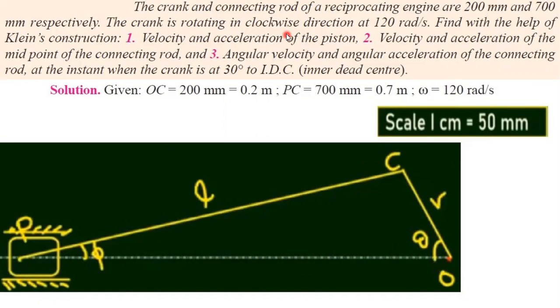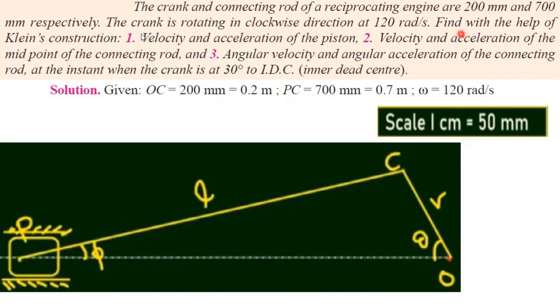Now we'll be seeing a basic problem and it's very easy too. The crank and the connecting rod of a reciprocating engine are 200 mm and 700 mm respectively. So OC is the crank, OC is equal to 200 mm, and the connecting rod is PC, PC is equal to 700 mm. The crank is rotating in a clockwise direction, so just note down clockwise direction, at 120 radian per second. So omega is equal to 120 radian per second.